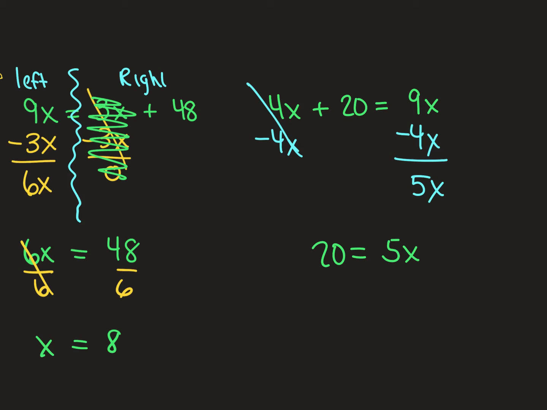This now looks familiar. Divide by 5, divide by 5. I'm going to write x equals 4. I just like putting x on the left, but you could say 4 equals x.